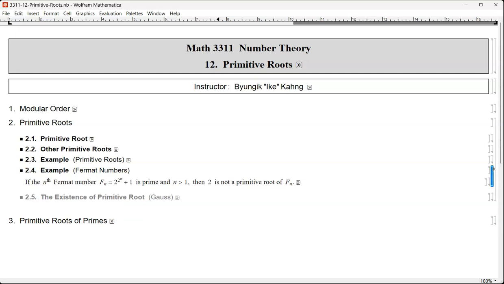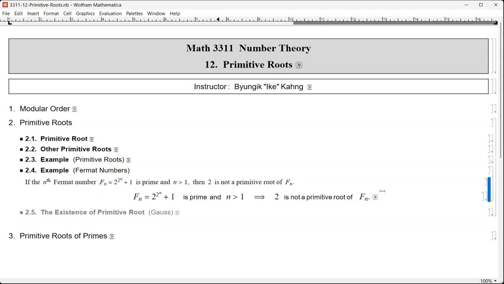Fermat numbers. If the nth Fermat number Fn, which is defined as 2 to the 2 to the nth power plus 1, is prime, then 2 is not a primitive root of Fn.